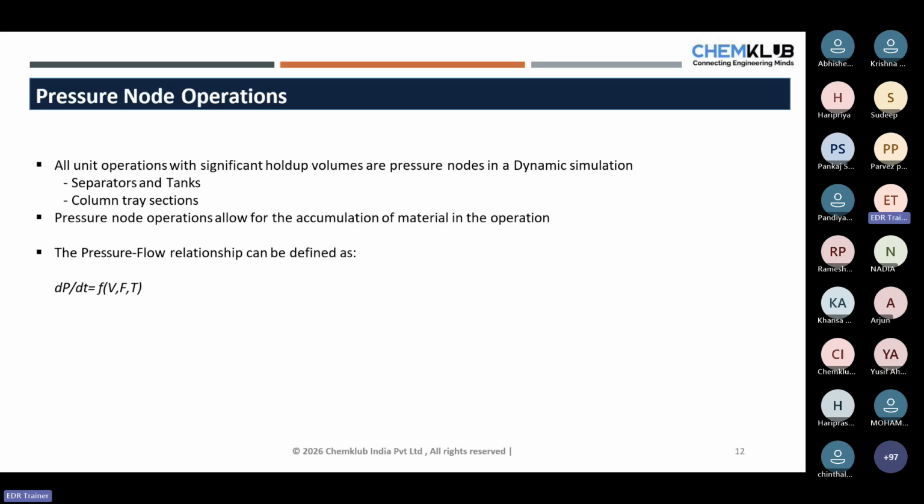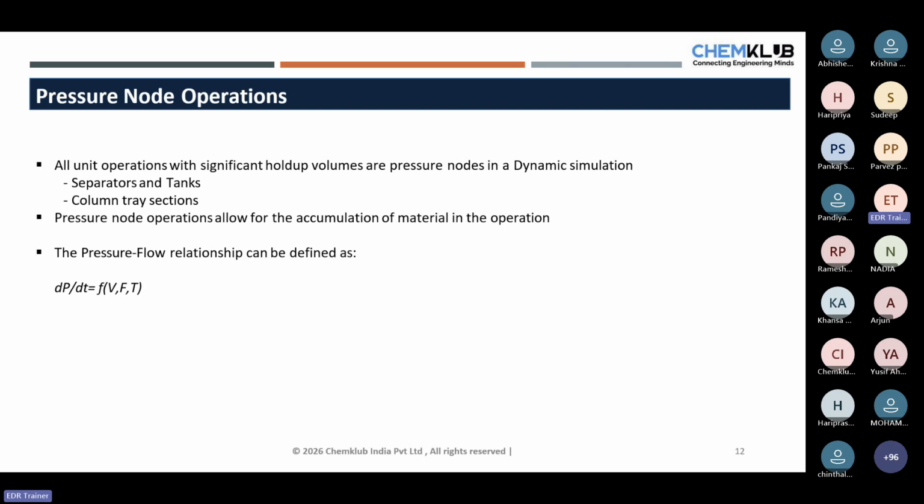In pressure node operations, the locations, as we have already discussed, are where the material accumulates, like the vessel, or where an appreciable amount of volume is there. Separators, tanks, columns are some of the examples. Unlike pipes or walls, they can accumulate mass and energy. Even if you consider a pipe, it is around 5 to 10% of the volume of the vessel, if you consider only the node part of it.